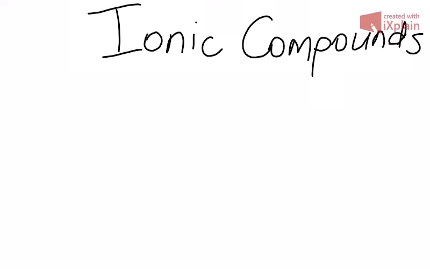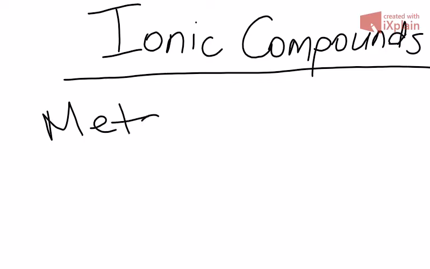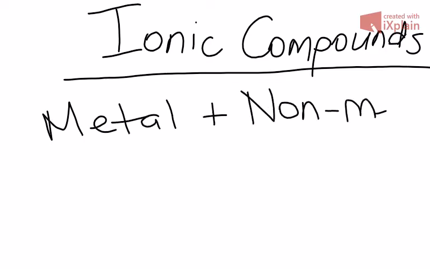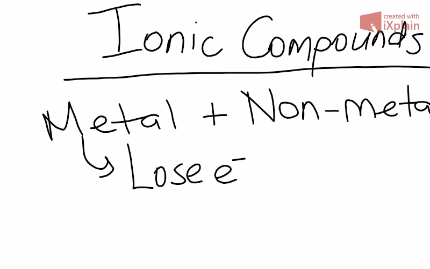Okay guys, today we're going to talk about ionic compounds. And ionic compounds are formed between a metal and a non-metal. So what happens is the metal always needs to lose electrons to become stable and form an ion, and the non-metal always gains electrons.